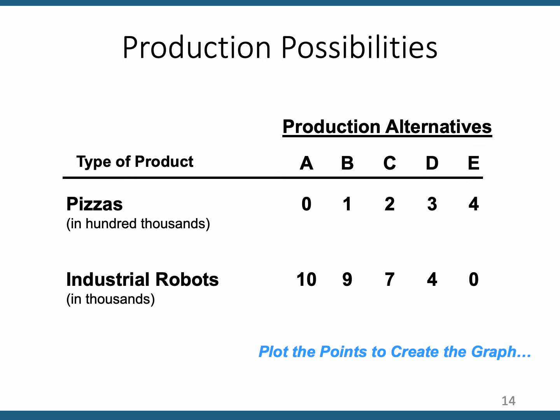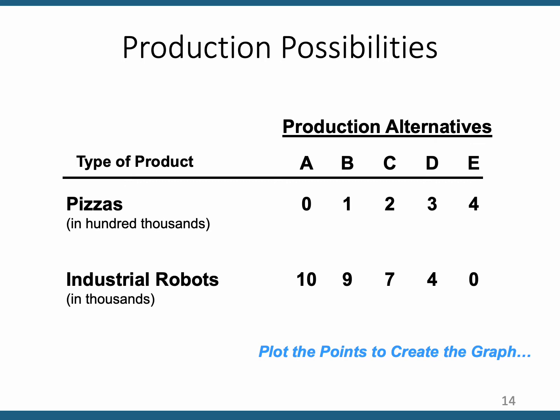All right? You're producing 100,000 pizzas per week. Now, beginning next week, we're going to start to produce 200,000 per week. So you're adding 100,000 per week. But you have to decrease robot production. But now look what happens. Does this look a little strange to you?